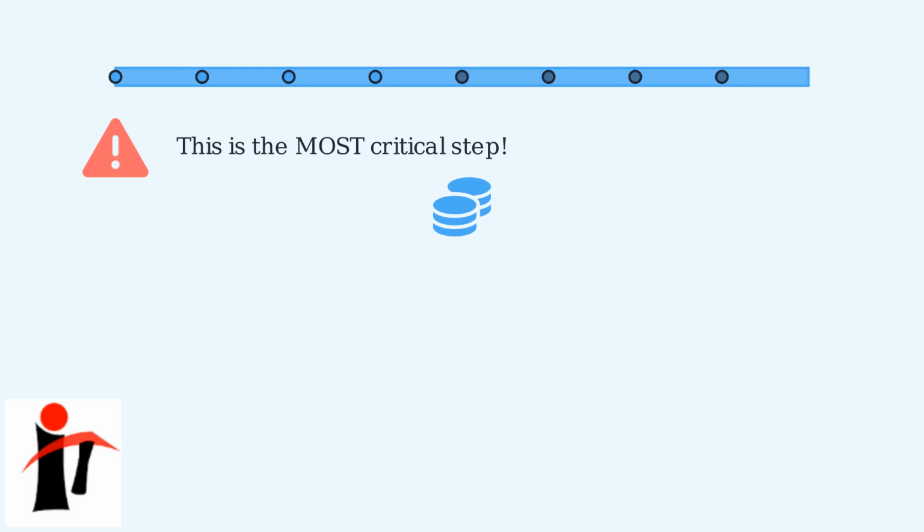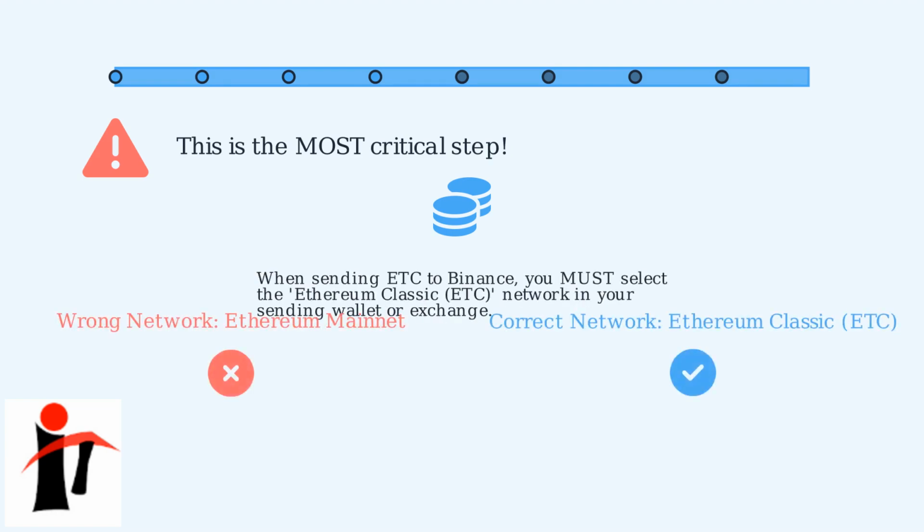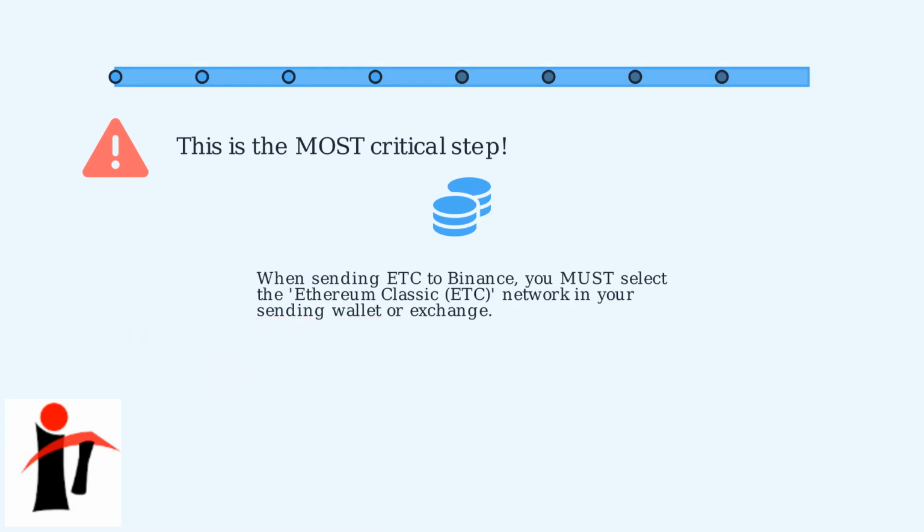When sending ETC, you absolutely must select the Ethereum Classic ETC network in your sending wallet or exchange. Blockchain networks are separate systems, and ETC operates on its own network, not as a token on Ethereum. Each cryptocurrency has its own blockchain network. Ethereum Classic is completely separate from Ethereum, even though they share a name. If you select the wrong network, like the Ethereum mainnet, your funds will be sent to a different blockchain where they cannot be recovered. Here's what it looks like in a wallet app.